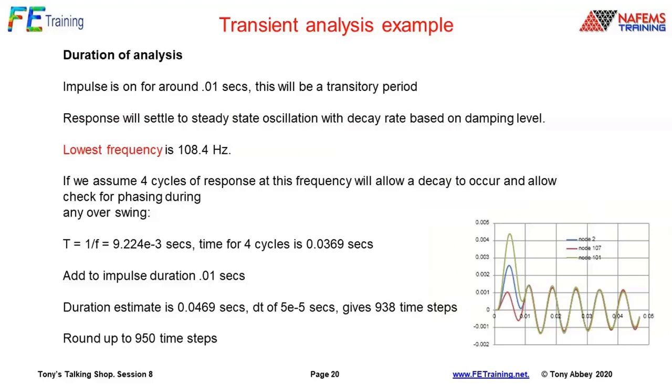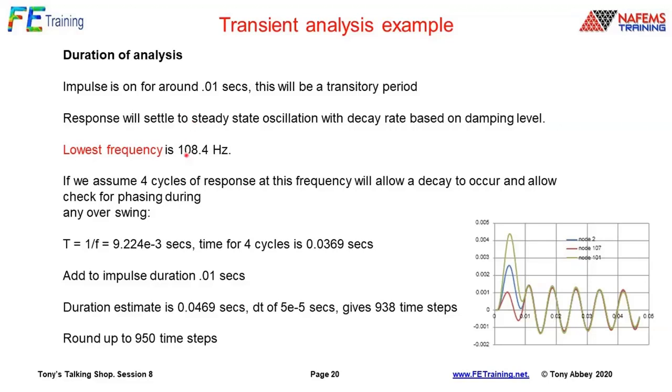And now the duration of the analysis. I don't want to waste time running it on for too long. I don't want to cut the analysis off too short, because maybe there might be a bigger overswing later on. So the logic here is that the impulse is on for about 0.01 seconds. That's my transitory period. I want the steady state oscillation to settle down with a decay rate based on the damping level. So I want to see that, again, where is that early swing? Now, that overswing or that highest response.